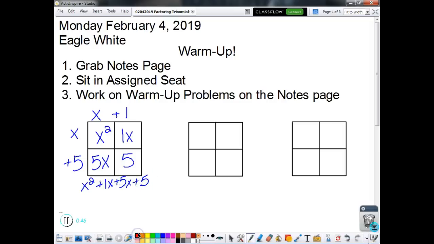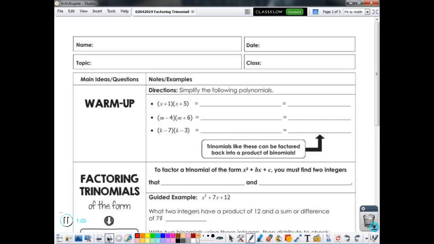And you can combine my like terms, right here, 1x and 5x. What does that combine to? 6x. Good. So this is x squared plus 6x plus 5. Okay, so let me put that in the next page real quick. So it's x squared plus 1x plus 5x plus 5, and that equals x squared plus 6x plus 5.